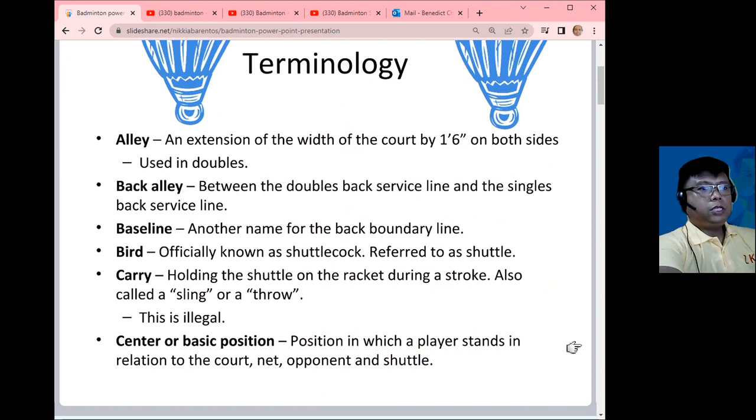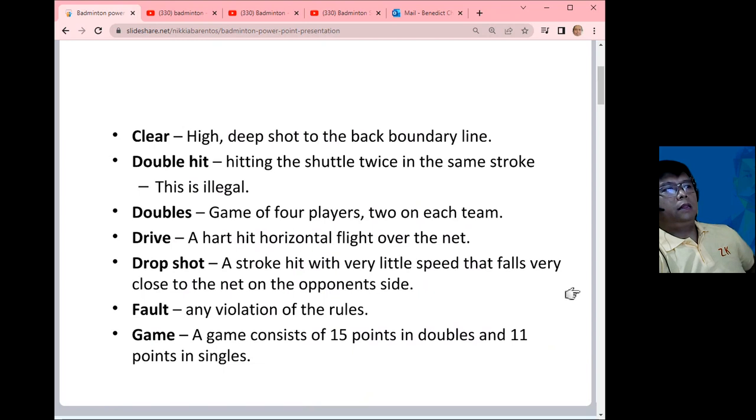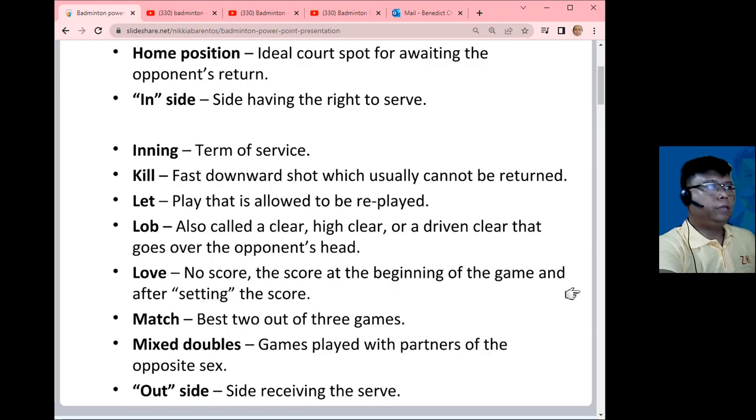So, here are some terminologies that we are actually looking into. In the game, you have your alley, back alley, baseline, bird, carry, center, or basic position. I'll give it a few seconds so that you are able to look into it. Next would be clear, double hit, doubles, drive, drop shot, fault, and game. Home position, inside, inning, kill, let, lob, love, match, mixed doubles, outside.